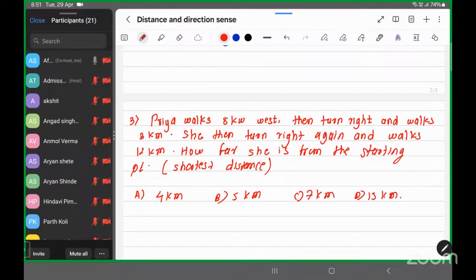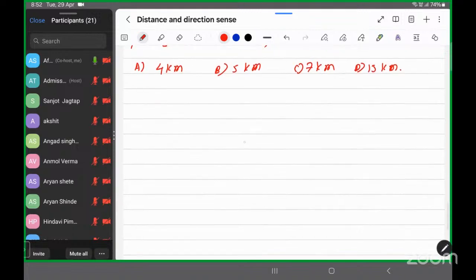What is the answer? So option A, 4 kilometers. Okay. It is again a very simple one. You go for the same. Say Priya starts at this point. I'm drawing the directions, north, east, west, south.